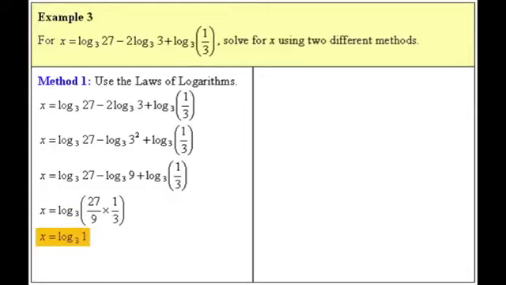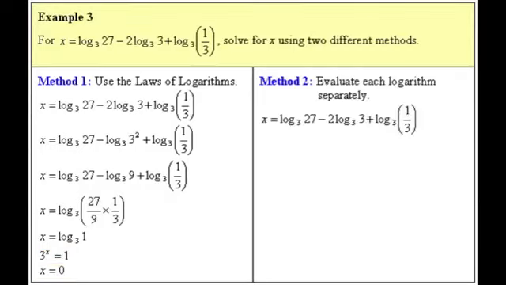When I complete the operations in the parentheses, I'm left with an argument of 1. Now I'll simply change the equation from logarithmic to exponential form such that it reads 3 to the x equals 1. So x must equal 0.